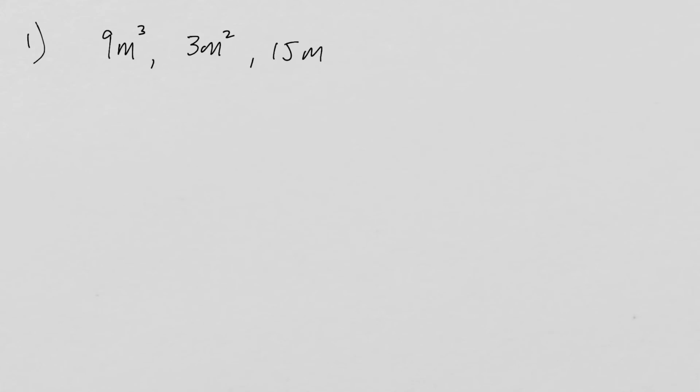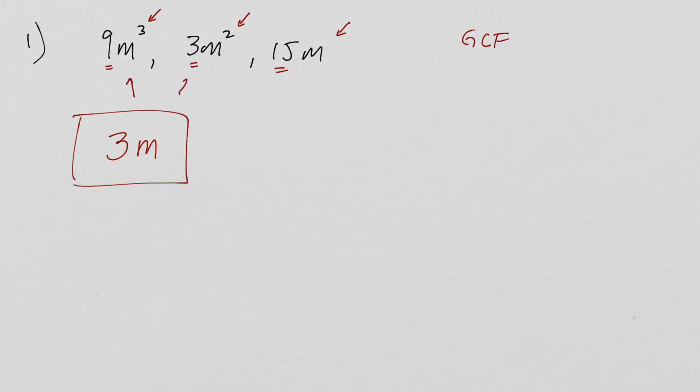Page 393. Okay, I'm looking for the greatest common factor. So when I look at 9, 3, and 15, 3 is the largest number that can go into all of those. When I look at the variables, to figure out what exponent to include on your variable, it's always going to be the smallest of all of them. So m. So 3m is the greatest factor that could be divided into all of these without a remainder. So that's the GCF.